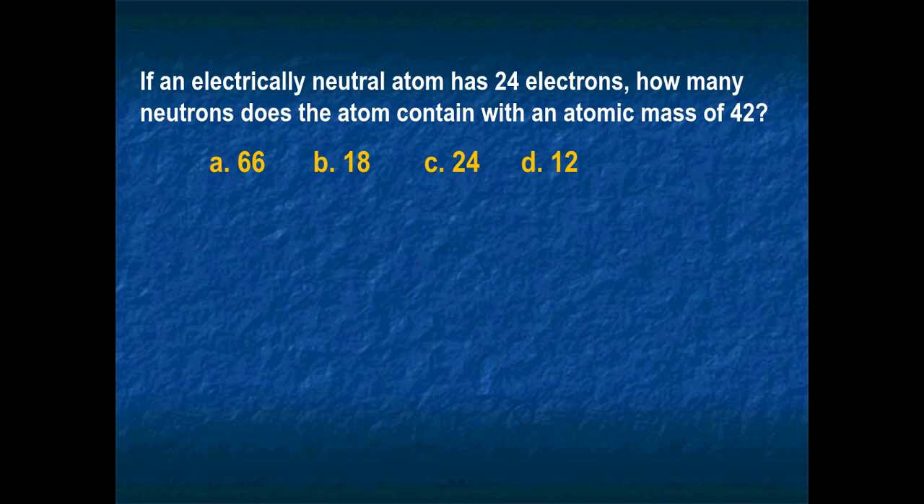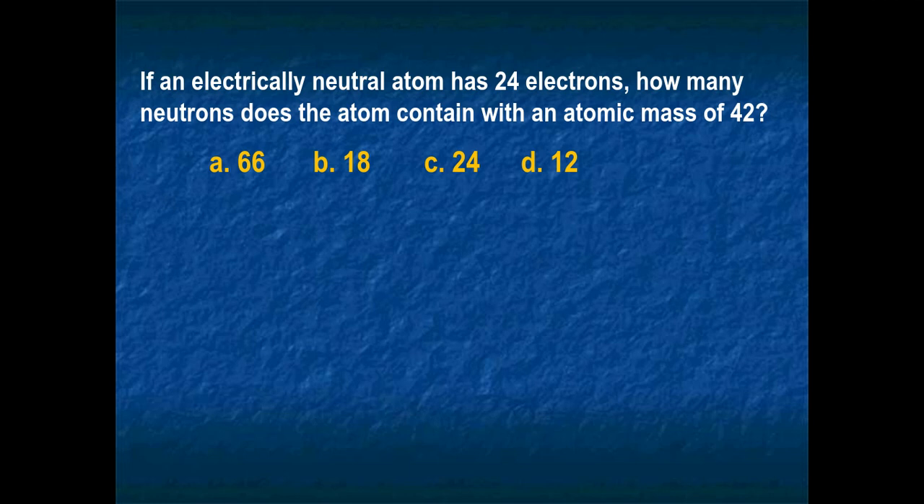Actually, let's go for 30 seconds. So hopefully you said, okay, if an electrically neutral atom has 24 electrons, then it has to have an atomic number of 24 because it's electrically balanced, and therefore the atomic mass is 42. So we would say 42 minus 24, and 42 minus 24 would be 18.